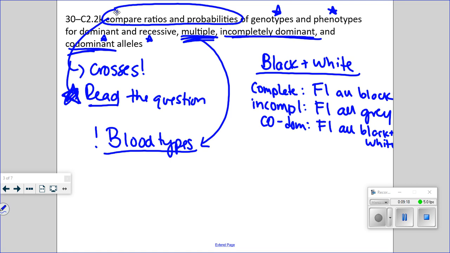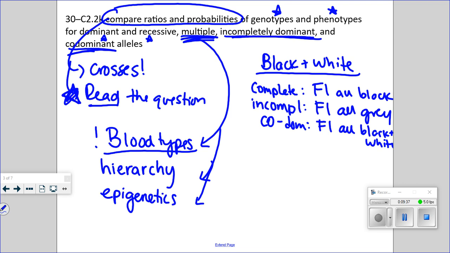The other scenario in multiple alleles was definitely the hierarchy of dominance. So we looked at examples like the coat pattern in bunnies, the coat pattern in cattle. And this is also where we looked at epigenetics, where sometimes there's still only two alleles for a particular gene, but there might be more than one gene that is controlling that particular trait. And so when I look at that outcome, all of these things come into play.